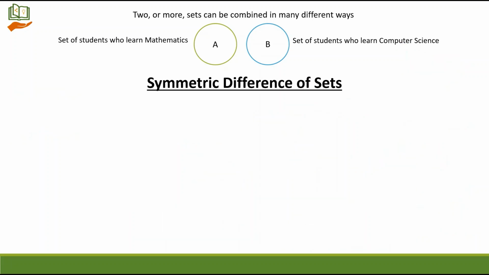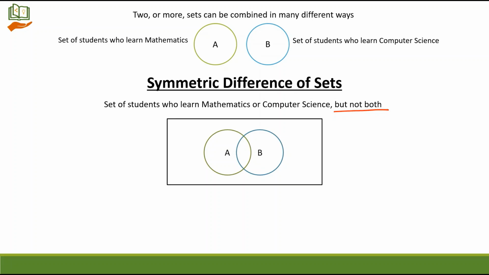After difference, we have something called symmetric difference. It is the set of students who learn mathematics or computer science but not both. From this, what you can understand is that intersection part elements should not be there in the symmetric difference. So let's take the diagram. Except the intersection part, you can shade everything. So this is like union minus intersection. A union B can be there, but you have to exclude A intersection B. That is what we can tell as symmetric difference.